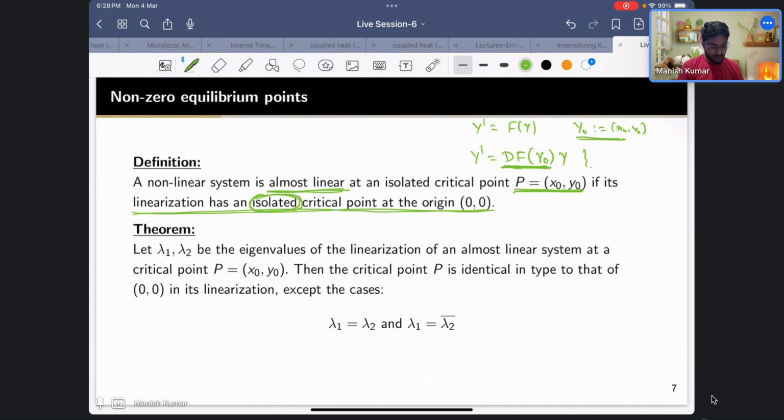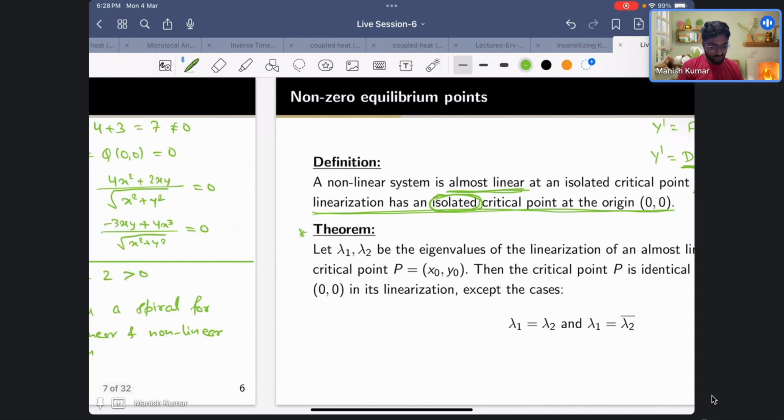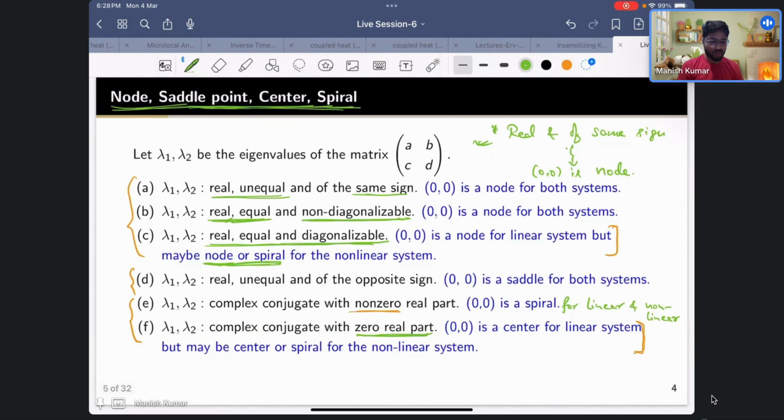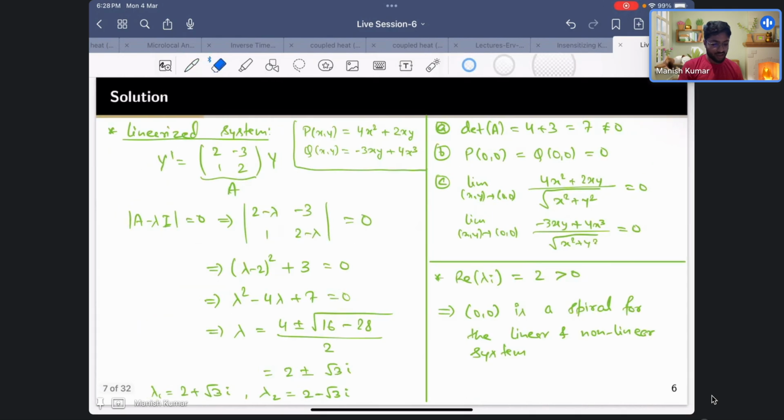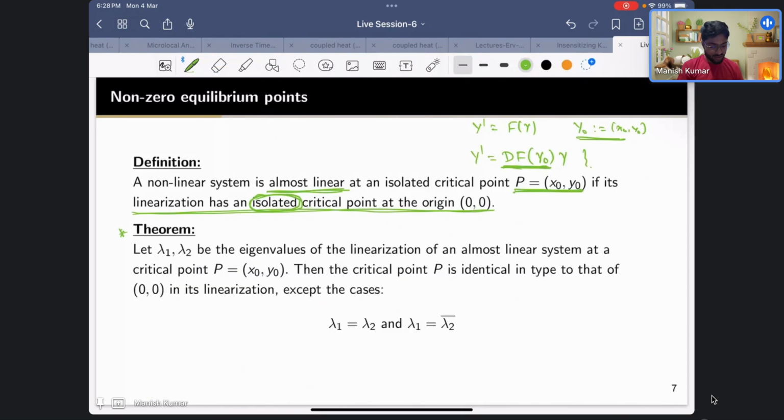Now for this theorem that I'll state, so far we have dealt with just the zero equilibrium point, like all the theorems I have mentioned are about (0,0). So this is for when you want to deal with any other critical point which is non-zero, and it is written in a very condensed form. You don't have to deal case by case, but it has been written in a very nice way. So suppose that the system you are dealing with is almost linear at that equilibrium point.